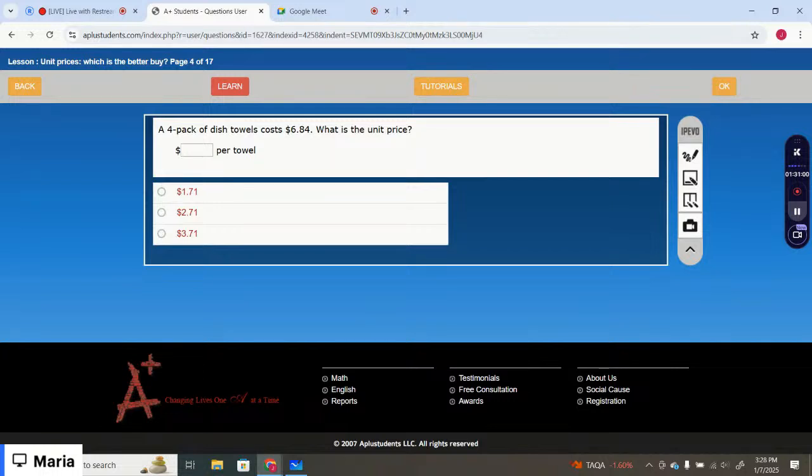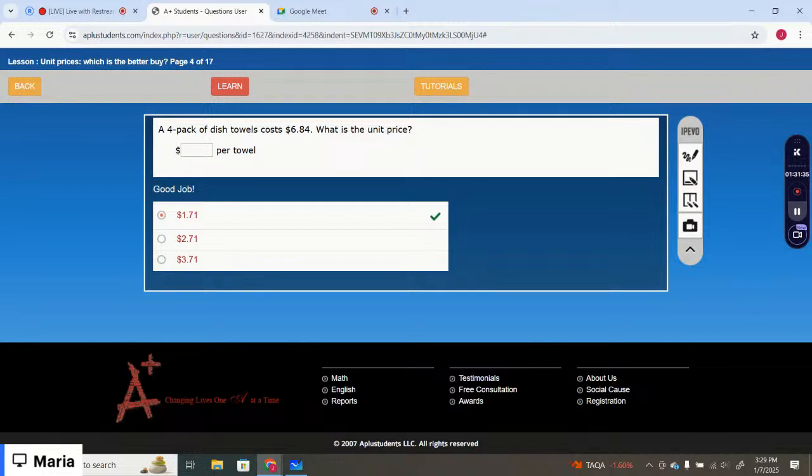A four pack of dish towels costs $6.84. What is the unit price? You have to calculate the price of one pack, so you have to do 6.84 divided by 4, sorry, not 6. That is $1.71. The correct option is option number 1, that is $1.71.